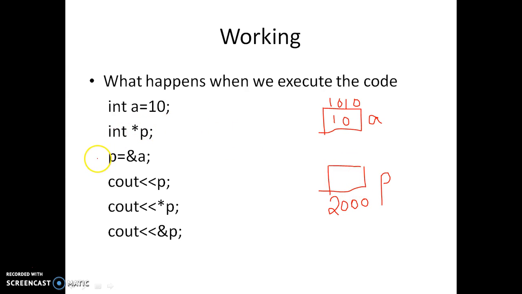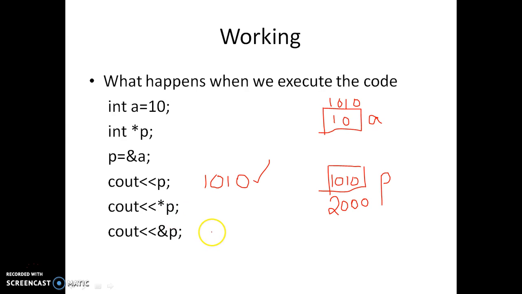We'll see the next statement. p = &a, which means the address of a is stored in p. The address of a, as you know, is 1010, and it will be stored in p. Now we are seeing cout p. What will be the output? Just like cout a, where you will get the content of a, which is 10, if you write cout p, you will get the content of p, which is the address of a. So in this case, your output will be 1010. So that is clear.